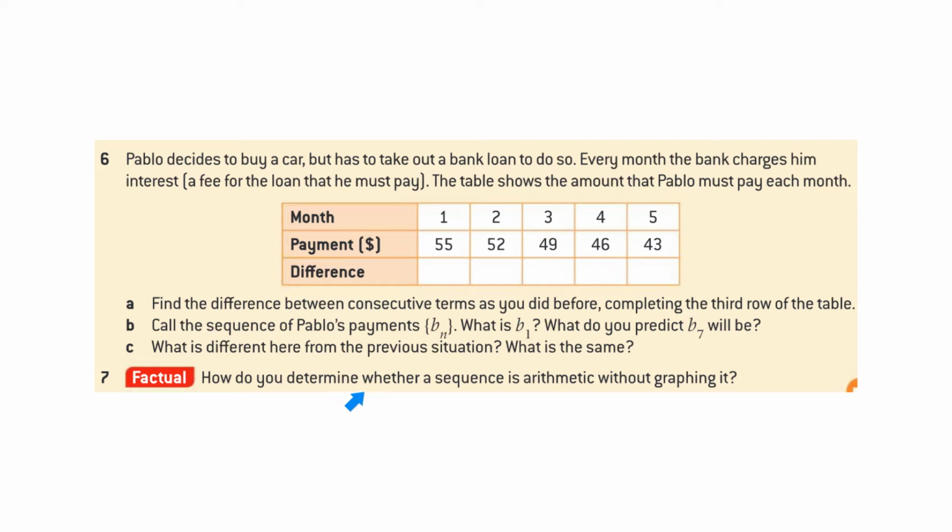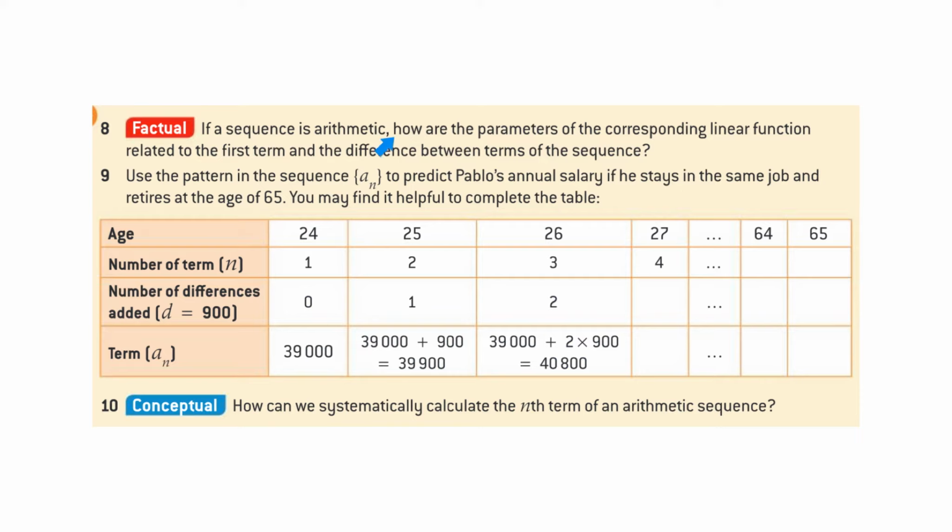7. How do you determine whether a sequence is arithmetic without graphing it? We look at the difference between the terms, and if the difference is constant, whether it's negative or positive, it's arithmetic. 8. If a sequence is arithmetic, how are the parameters of the corresponding linear function related to the first term and the difference between terms of the sequence? The linear function is y equals mx plus b, so our b is going to be the first term. Now, for that to be the first term, there is no change.